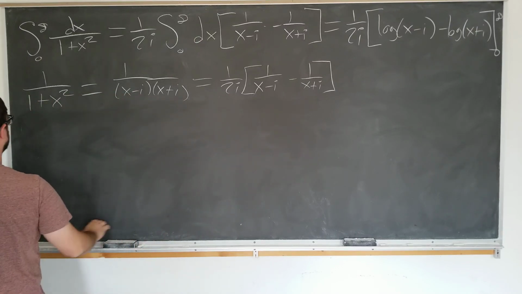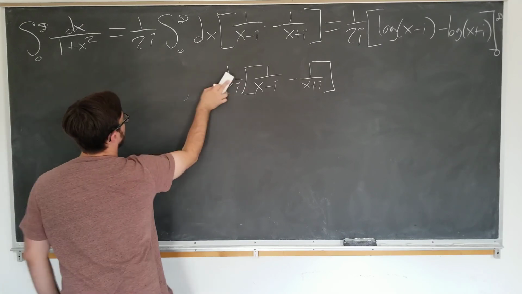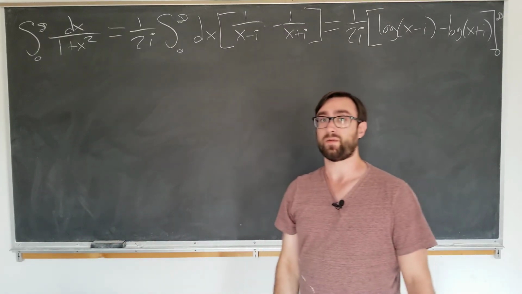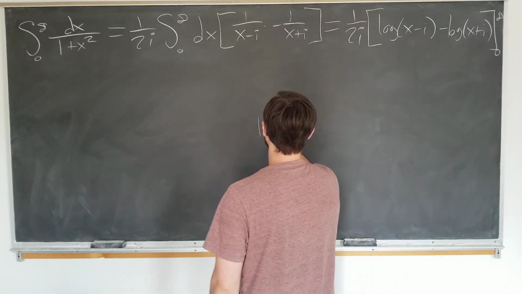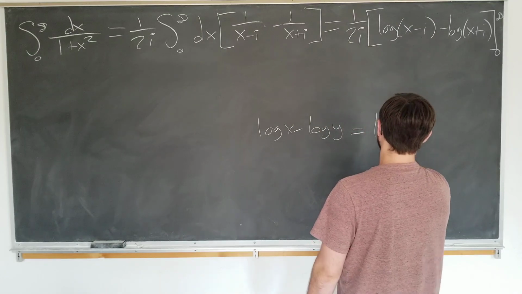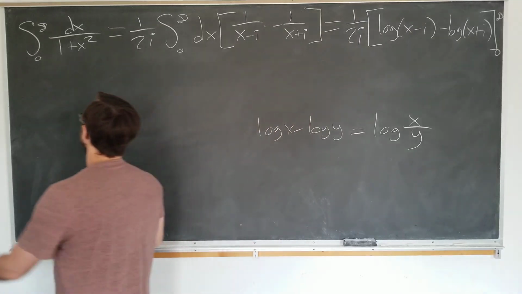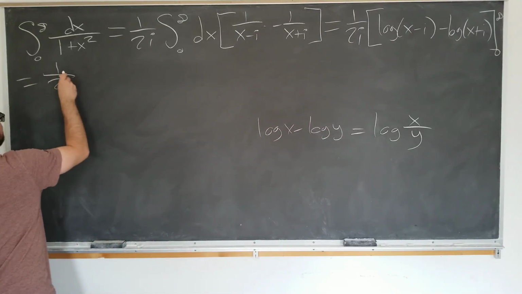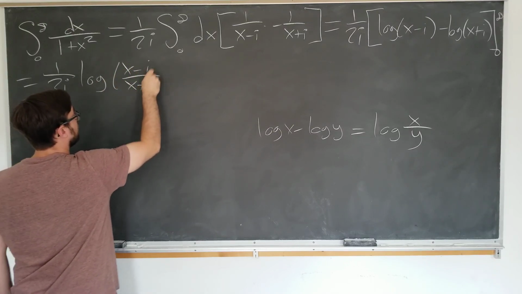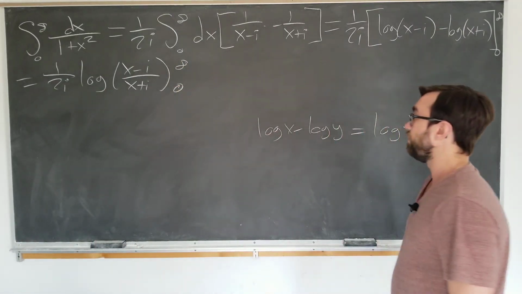And now we can proceed as follows. So we can use the property of logarithms to combine them together, namely log of x minus log of y is equal to log x over y. We can use this elementary property to combine the logs. Just 1 over 2i log of x minus i over x plus i, evaluated at infinity and 0. Why am I using this property to combine the logs? Well, you'll see right now.